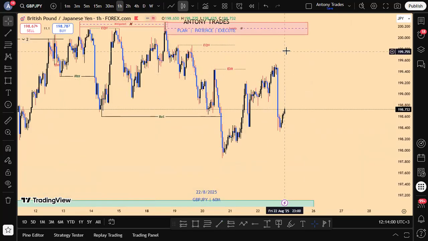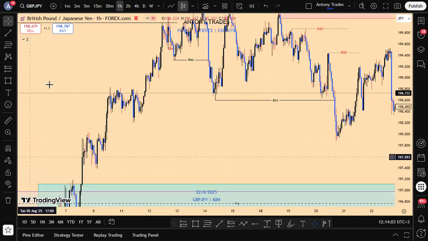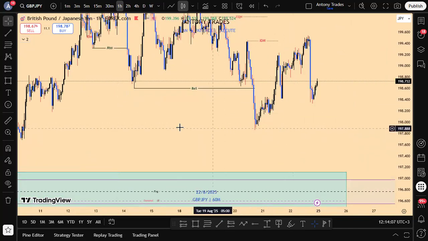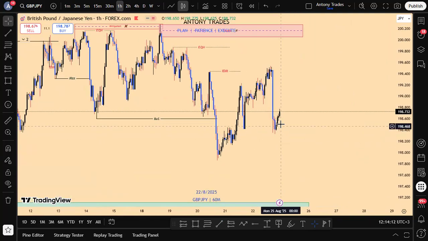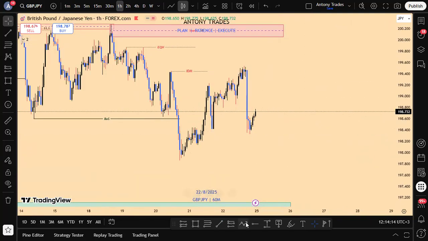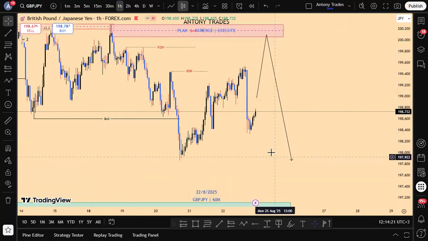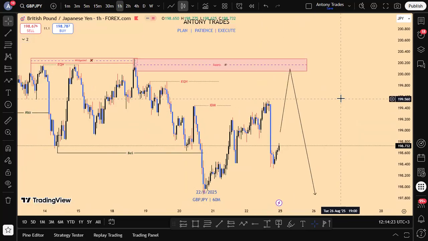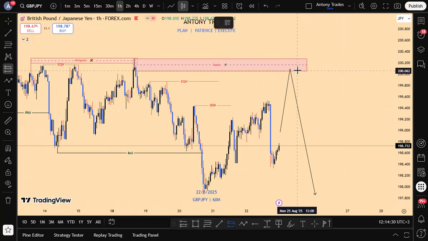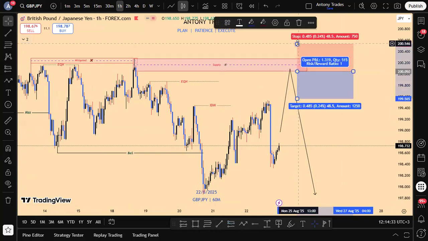GBPJPY. I'm still bearish on GBPJPY, although on the higher time frame we are bullish. But the market never came to the 50% of our Fibonacci retracement. So I'm still expecting the market to push here. Then from here now we can take a sell. You target these lows down there. So this is my setup. This is my setup. You take a sell from this order block like this.